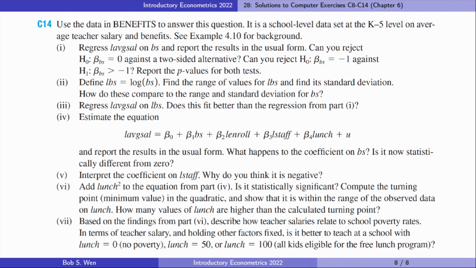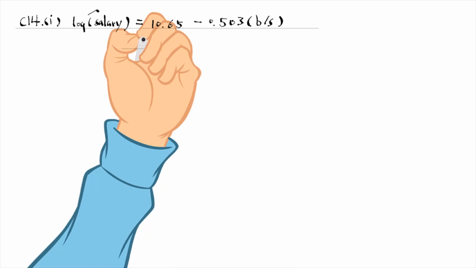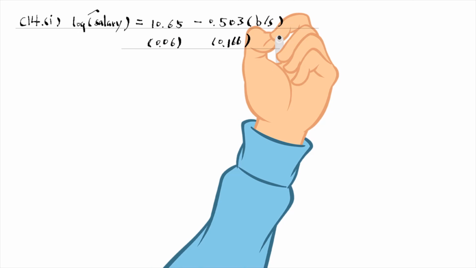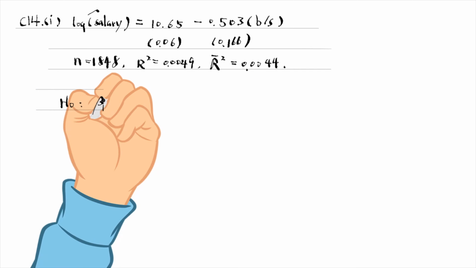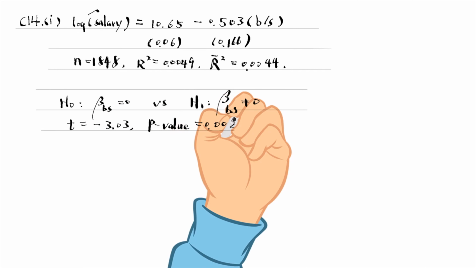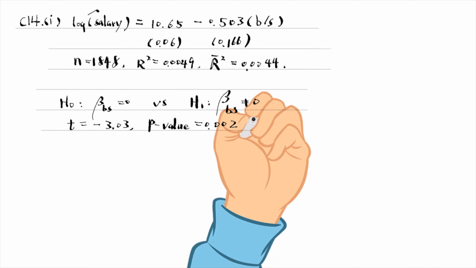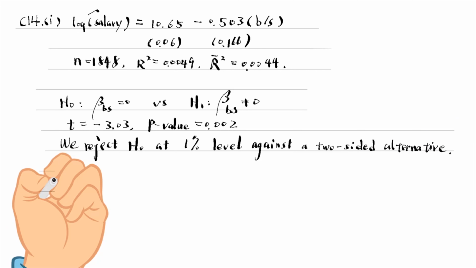Finally, we reach the last computer exercise. We regress the log of salary on the benefits to salary ratio. The estimated equation is as follows. The t-statistic for testing the null hypothesis beta 1 equals 0 is minus 3.03, and the p-value is 0.002. We reject the null hypothesis at the 1% level against the two-sided alternative.